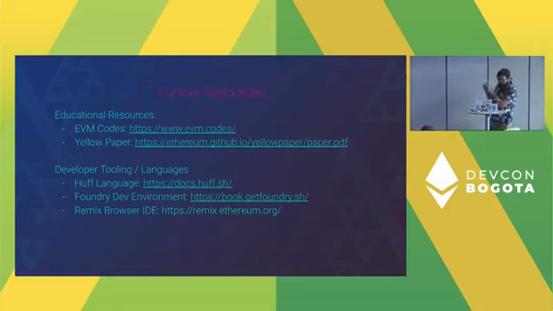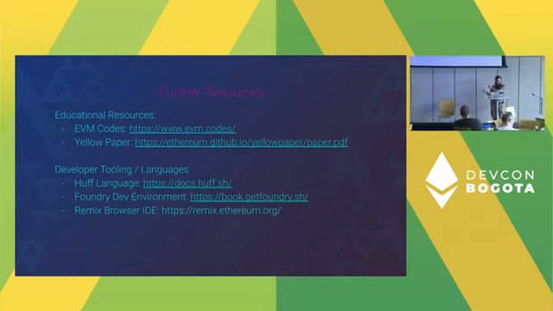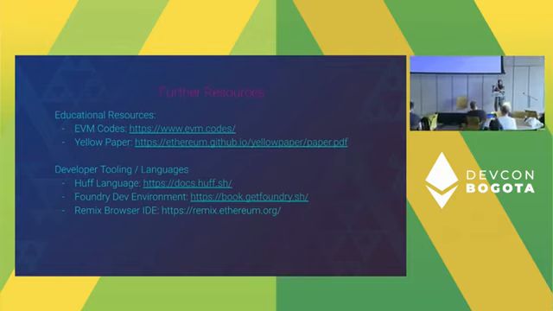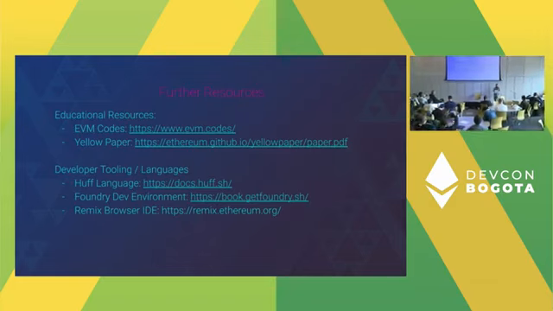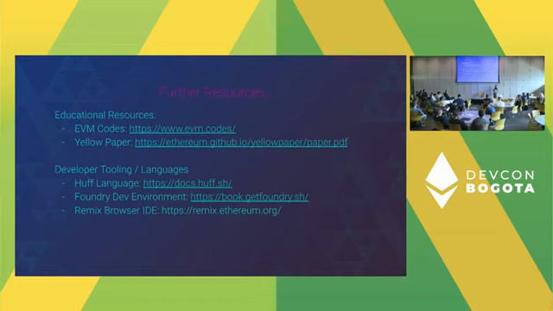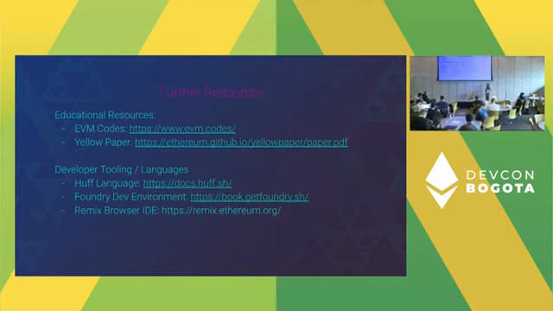So really quick, these are some other resources that you guys can check out. Educational resources, EVM codes, obviously the yellow paper if you're a degenerate and you're into that kind of thing. Developer tooling and languages, Huff language. This is basically a low-level assembly language that will teach you a lot about the EVM. The Foundry development environment, really good for testing and trying things. And the Remix browser IDE for that local testing in the browser.